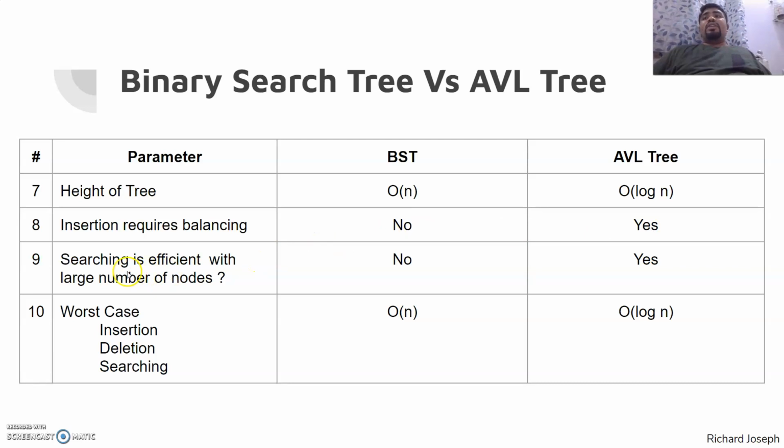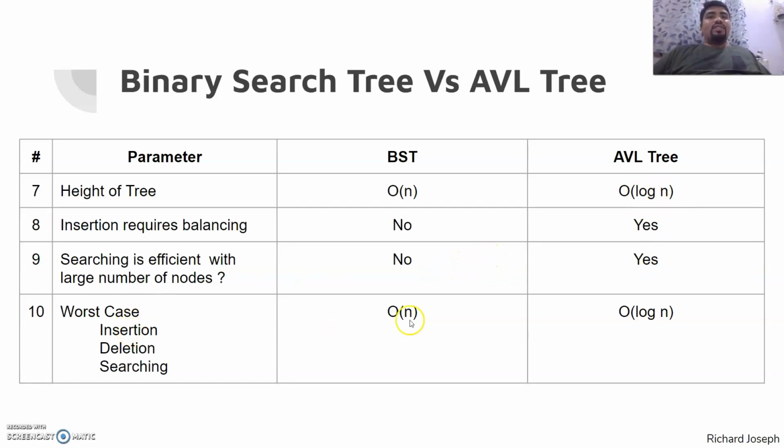Right? Now, is searching efficient? If you have a large number of nodes in binary search tree, it is not, because obviously the height of the tree could go up to n, so the searching might get affected. But in the case of AVL tree, the height is never going to be more than big O of log n, so obviously the searching will be way faster as compared to binary search tree.